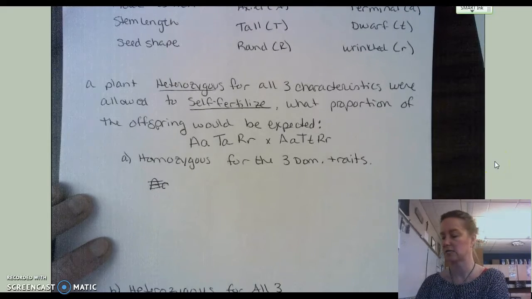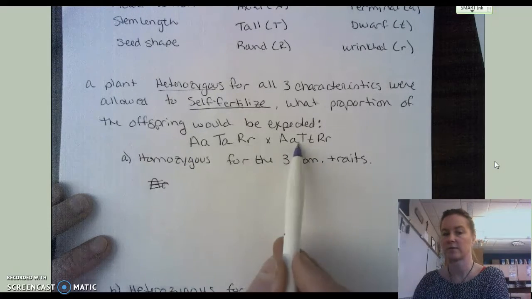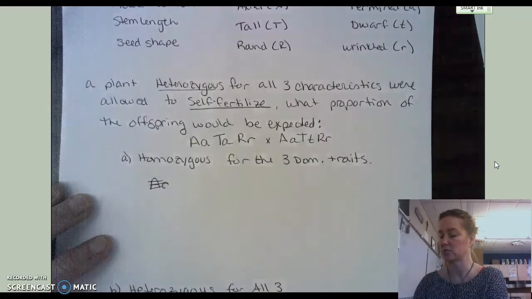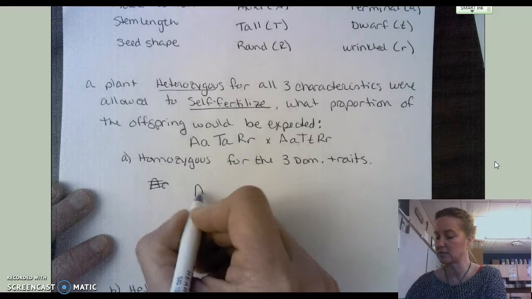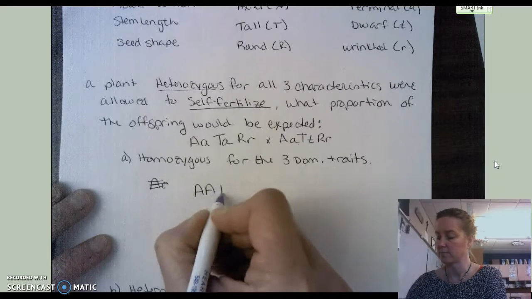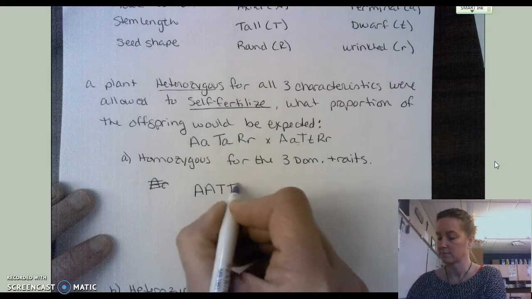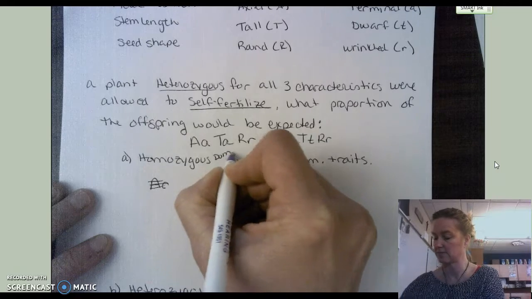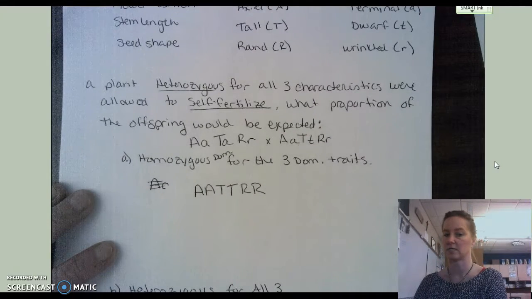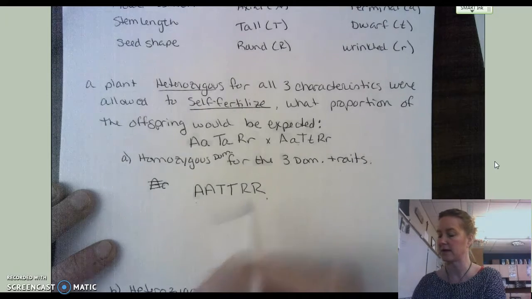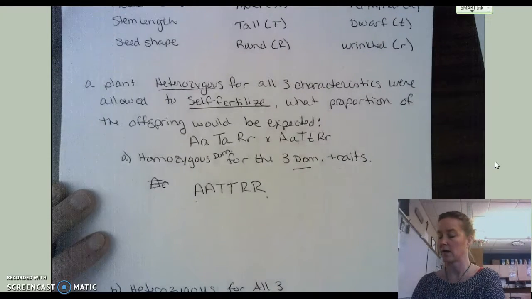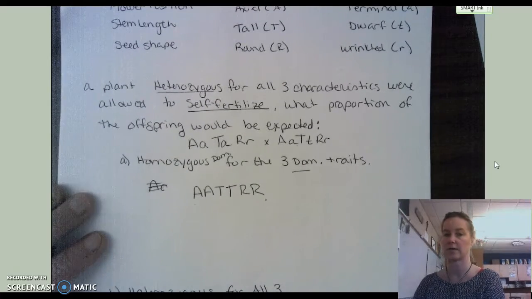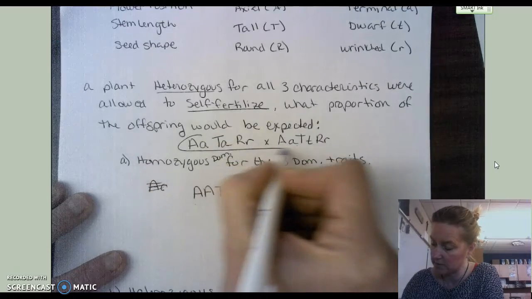What is the chance then that my offspring from this parent is going to be homozygous for the 3 dominant traits? So this is the expected genotype, and I'm going to put dominant here because I think I have recessive later. This is the expected genotype for my offspring that I am looking at. So let's go ahead and take a look. Here are my parents right here.